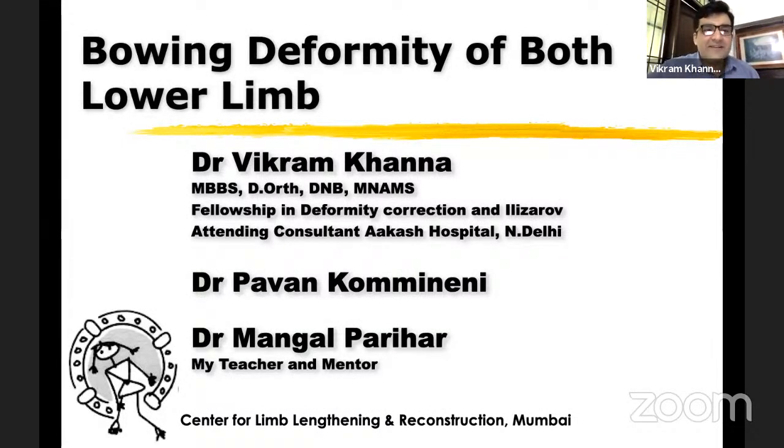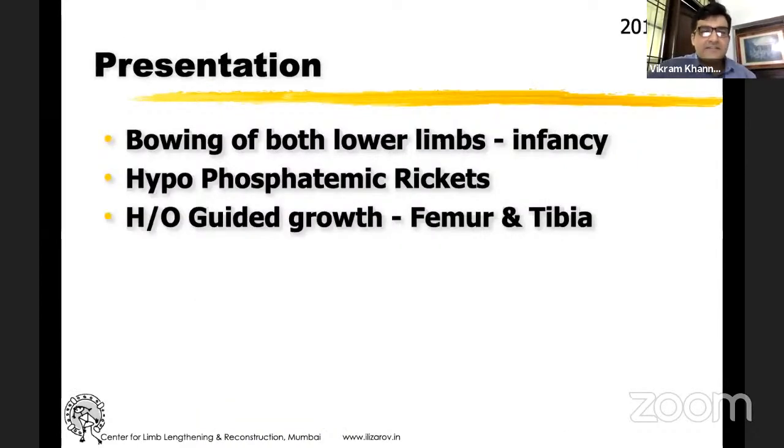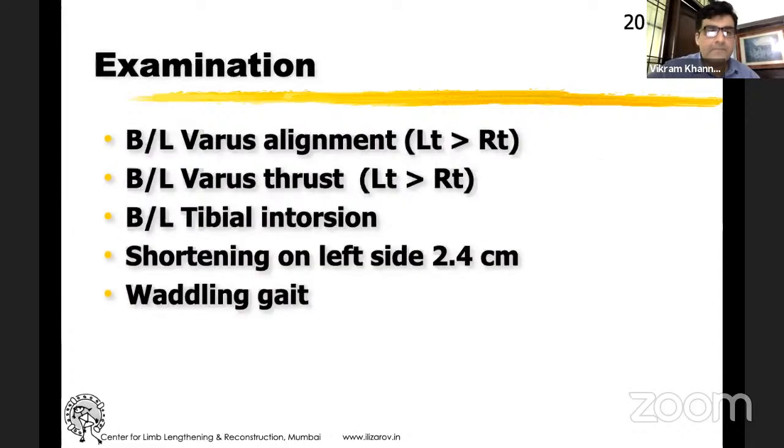Today, I'll be presenting a case of bowing deformity of both lower limbs. The patient presented to us with bowing deformity of both lower limbs, which he noticed first in infancy. He was diagnosed as hypophosphatemic rickets, and there was a history of guided growth surgeries, both for tibia and femur done. On examination, he had bilateral varus alignment with varus thrust with tibial intorsion. He had a shortening on the left side by 2.4 centimeters with a waddling gait.